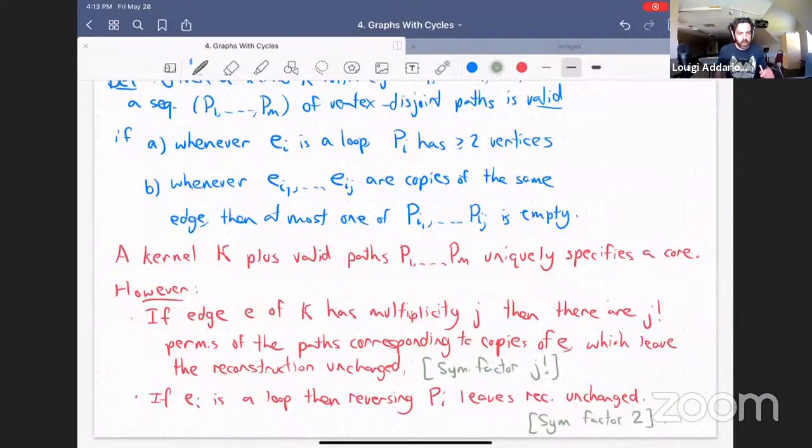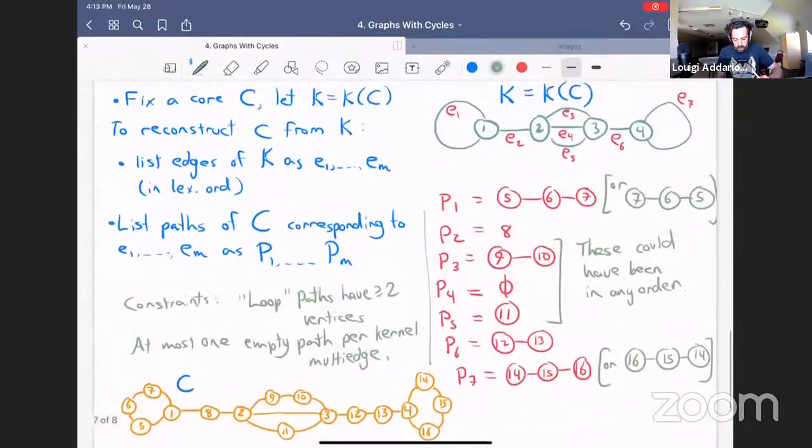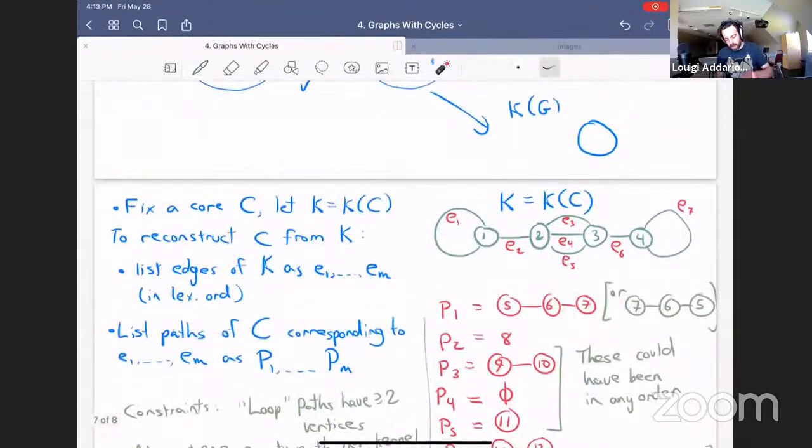There's a question in the chat. When EI is a loop, it may also have 0 vertices, may it not? I think you drew one such kernel, but I may be mistaken. Yeah, so the kernel can have loops, but those loops must have had vertices on them in the graphs that the kernel came from, because the original graph didn't have loop edges or multiple edges. Okay.